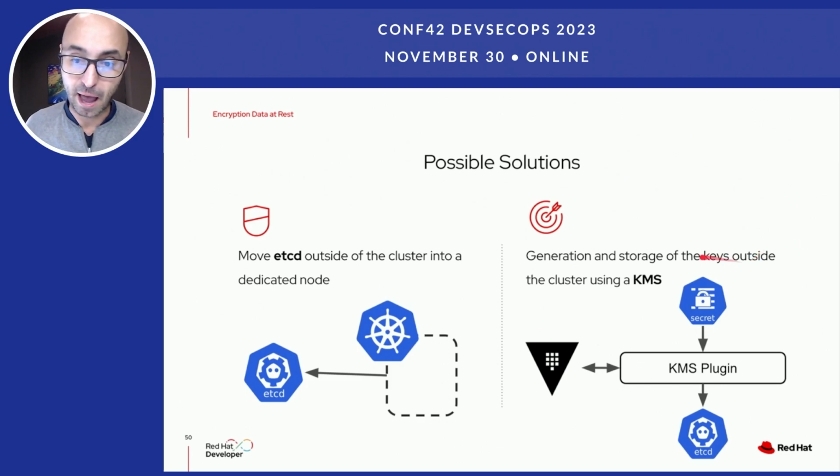So in this case, I've got a secret. Someone applied a secret into the cluster, then automatically the cluster will take this secret and go to the third party that you configured in the KMS plugin section. In this case, for example, HashiCorp Vault. HashiCorp Vault will encrypt the secret, and then it will store this secret into etcd.